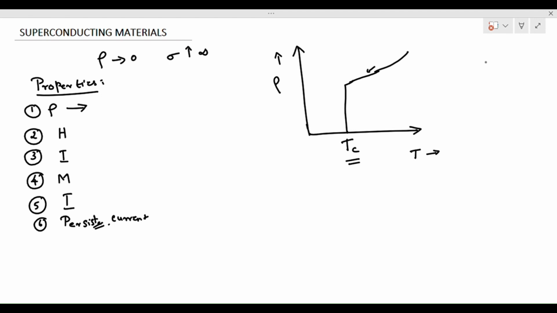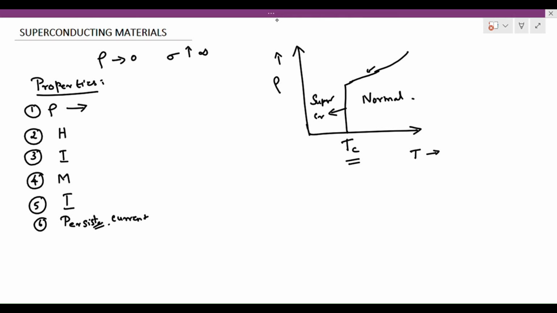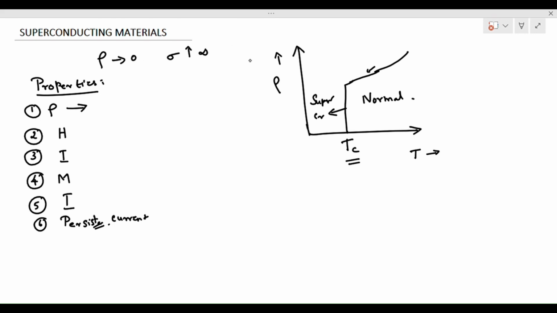Critical temperature is the temperature below which the material behaves as a superconductor and above which it behaves as a normal material. If the graph is plotted for a normal material, there will be some amount of resistivity present in the material.